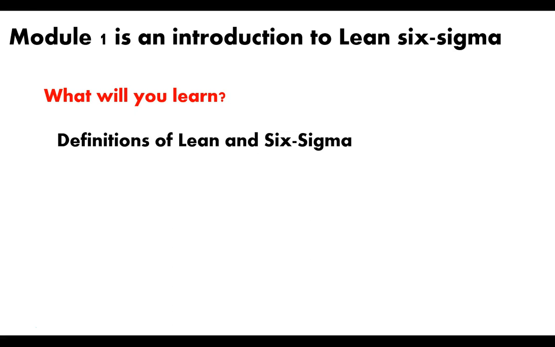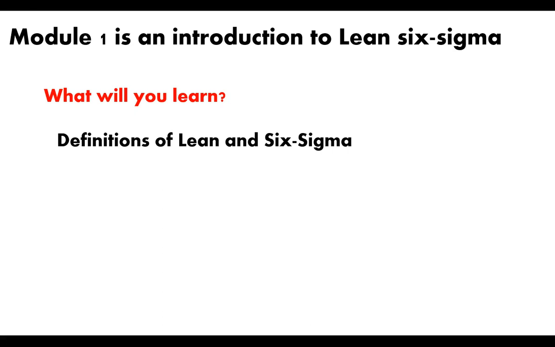So for Module 1, this is Module 1. It's just an introduction module to Lean Six Sigma. So what are you going to learn from Module 1? First, we're going to give you the actual definitions of Lean and Six Sigma. So today, or in this lecture, I just showed you some emphasis on where Lean tends to have emphasis and where Sigma has emphasis. But that's not a complete definition.